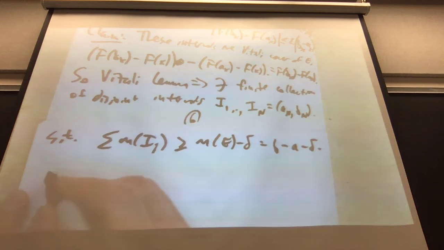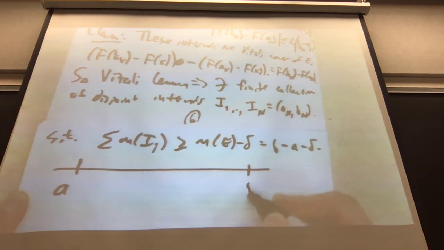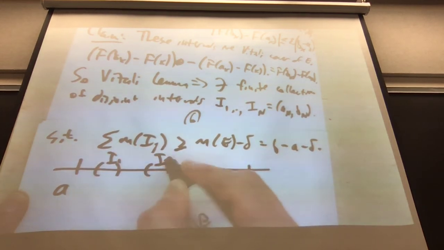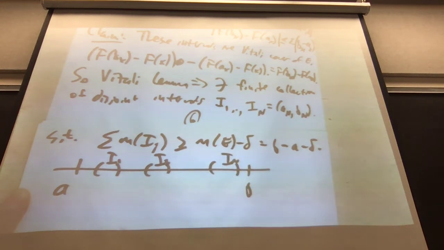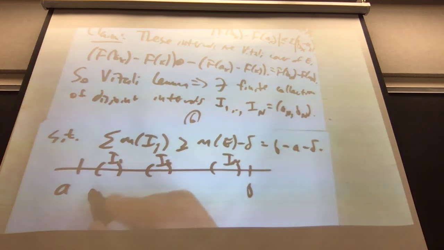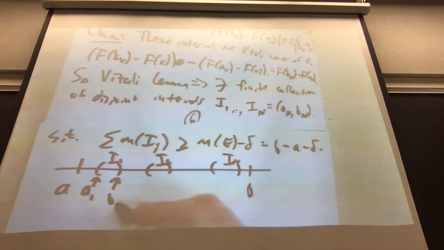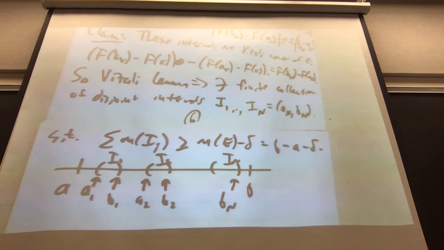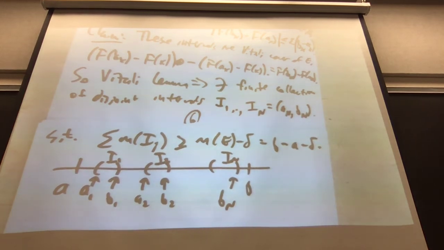What does this say? So here's A to B. We have this interval I1, and here's an interval I2, and here's an interval In. And these intervals cover all but delta of B minus A. And on these intervals, let's call this A1, B1, A2, B2, and this is Bn. Okay? What's going on on the complement? I don't know. I don't care. Because look at the complement.